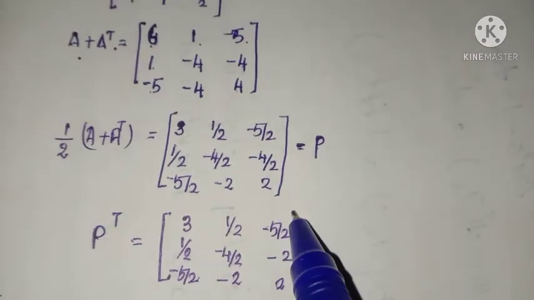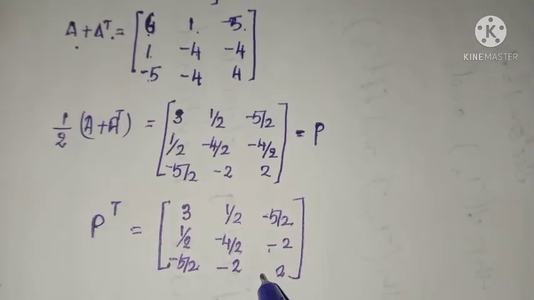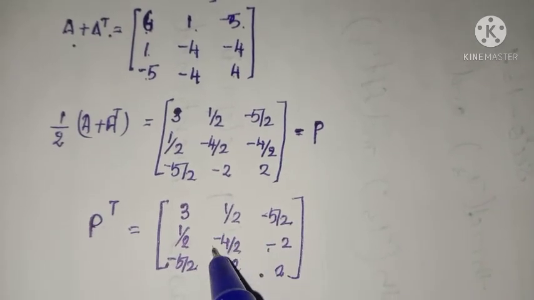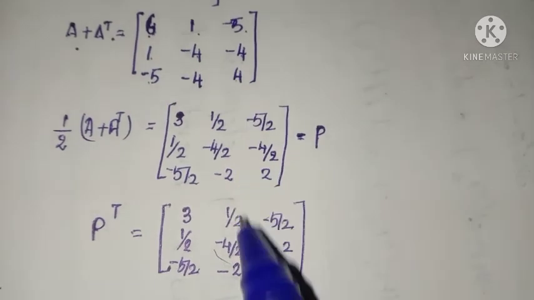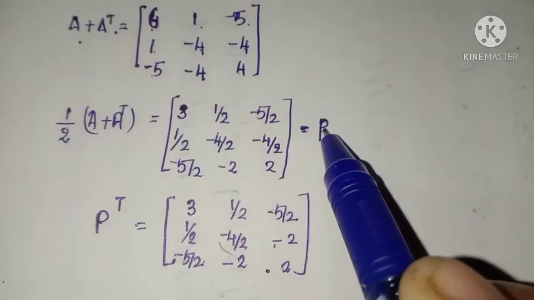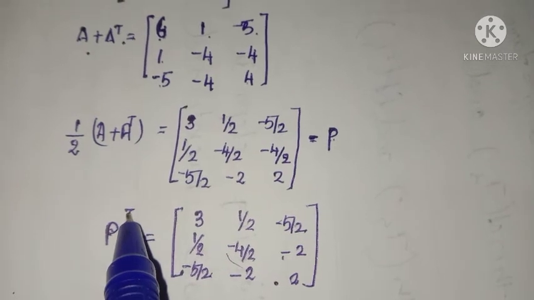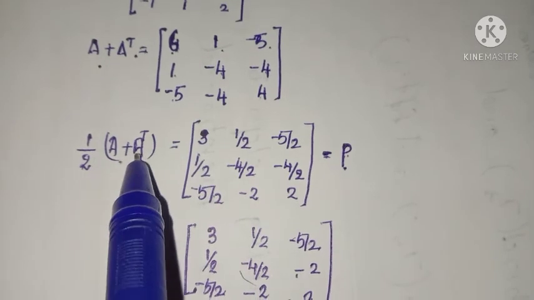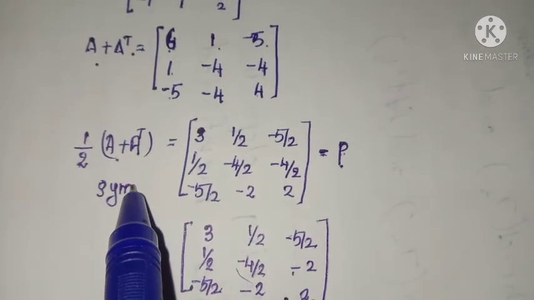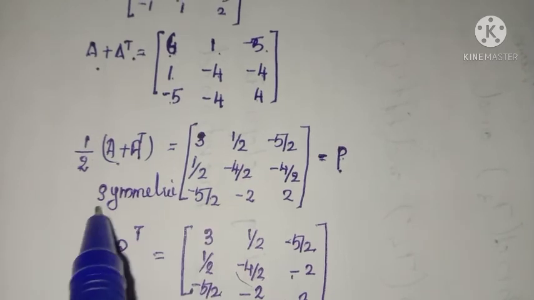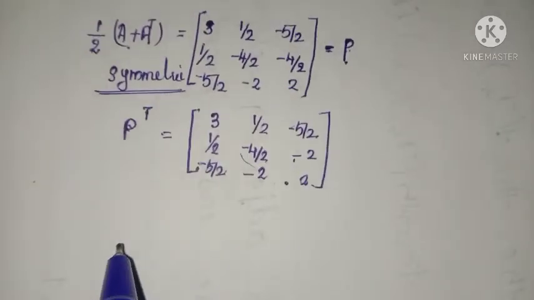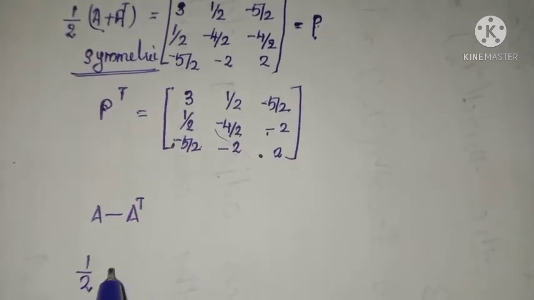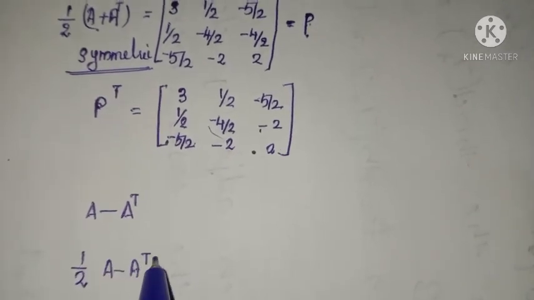Okay. Look at these two matrices. Is there any change? No, both are same. Listen, minus 4 by 2 is same as minus 2. Both matrices are same. So P is equal to P transpose. That is, P, or half into A plus A transpose, is a symmetric matrix. Okay, symmetric matrix.